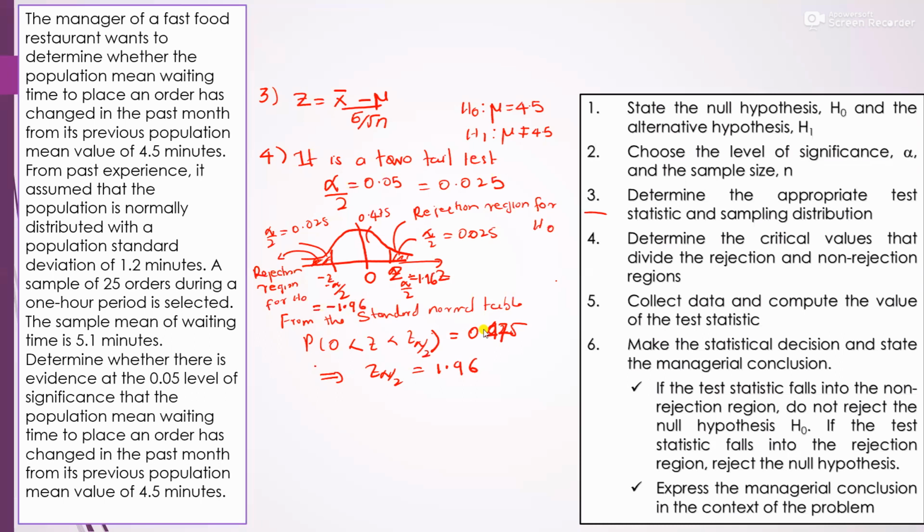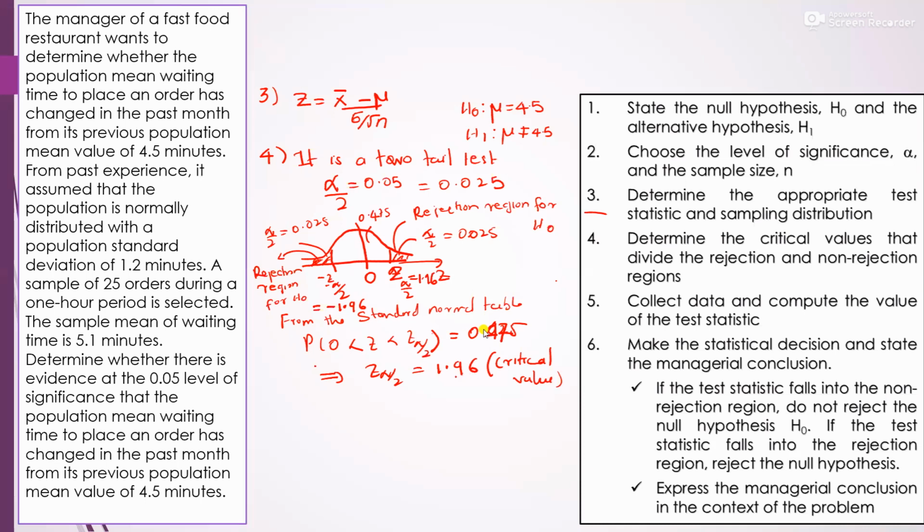So if your Z statistic, this value, is greater than 1.96 or less than minus 1.96, then you have to reject H naught. So now we have identified the critical values. These are the critical values, right? From the table, the critical value is Z alpha by 2, that is 1.96. This is called a critical value.